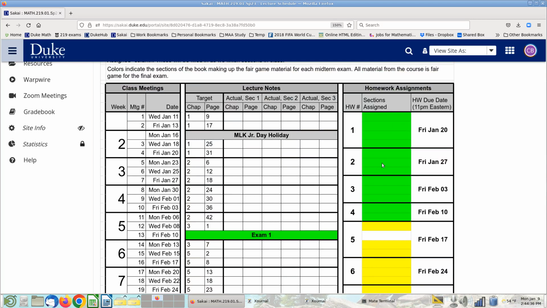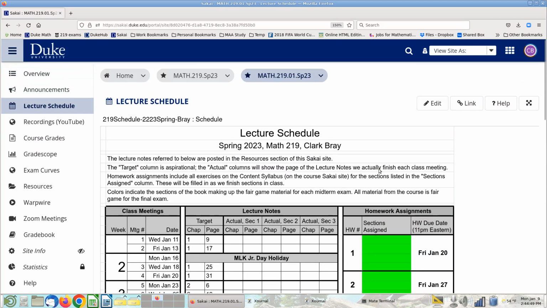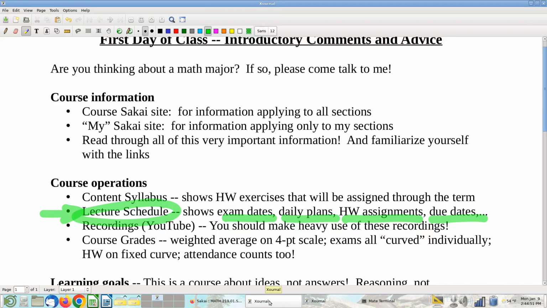Incidentally, you may have to do some skills from the green zone from earlier, but it won't be the focus of the exam question. Okay, all right. That's the lecture schedule.